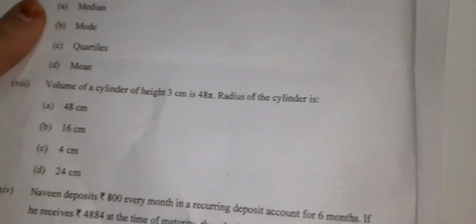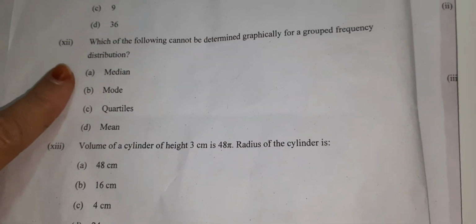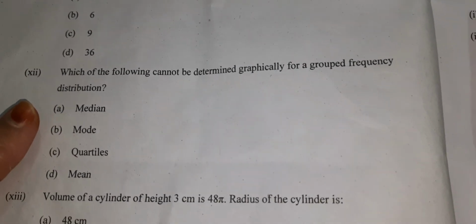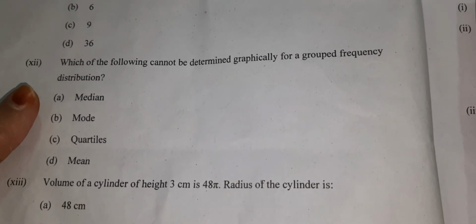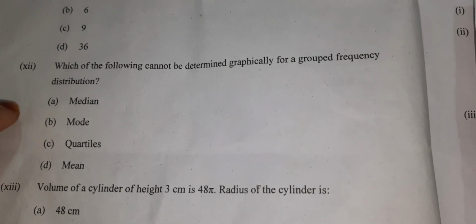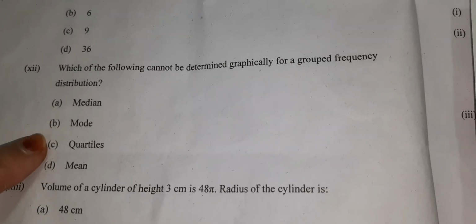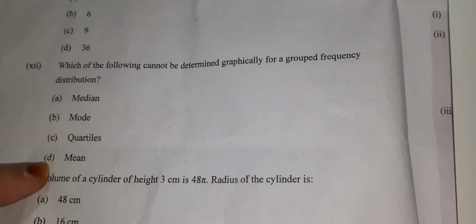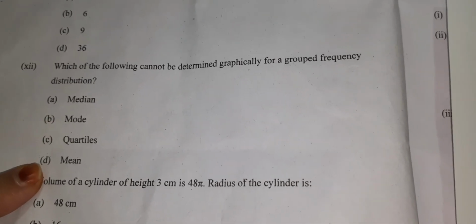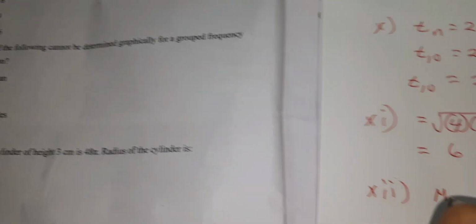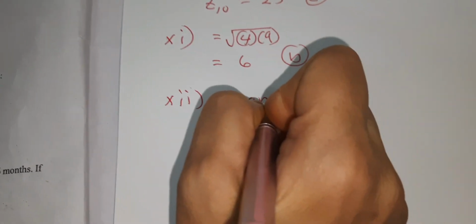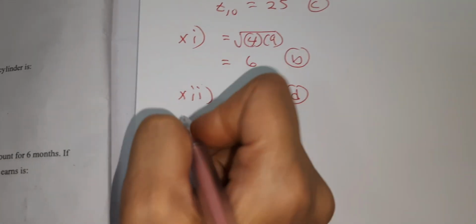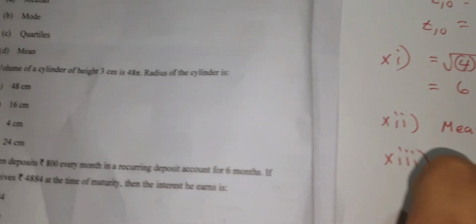The 12th question. Which of the following cannot be determined graphically for a group frequency distribution? Group frequency distribution, you can make an ogive to find the median and the quartiles, and you can make a histogram to find the mode, but for the mean, you can't do it graphically, right? So for the mean, your answer will be mean, which cannot be determined graphically. That's D.